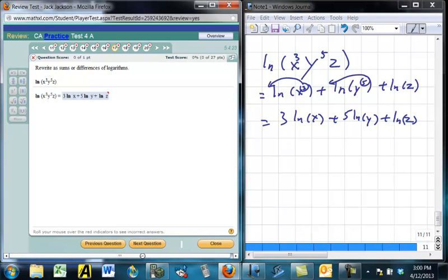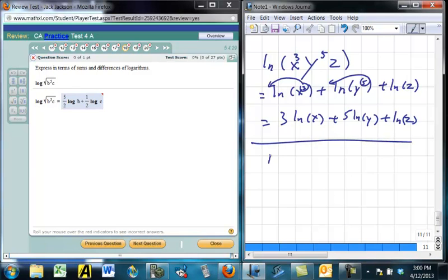That's what they have there. Similar problem for the next one. Log, this is log base 10, square root of b to the fifth c. Well, first of all, I'm going to write this as the 1/2 power on b to the fifth c. Then we take the log base 10 of that whole thing.